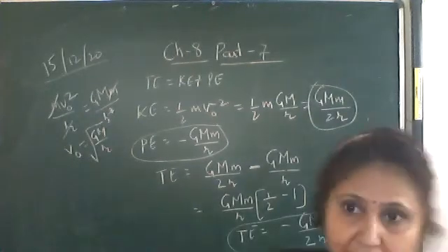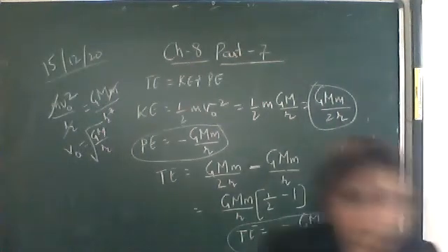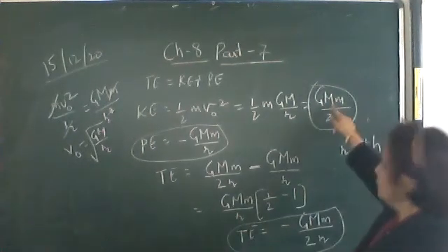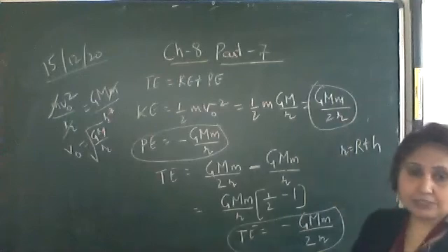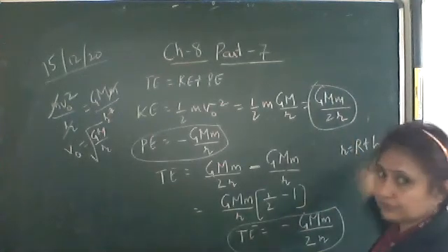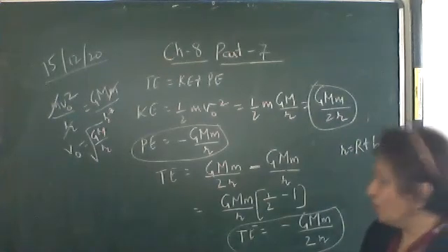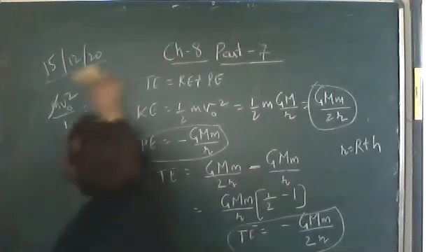Okay, now in the numericals, the calculations will be very long. Mass of the earth into mass of the satellite, mass of the earth, 6,400 kilometers, and small r is radius of the earth plus the height. Okay, so what can you do for the numericals?